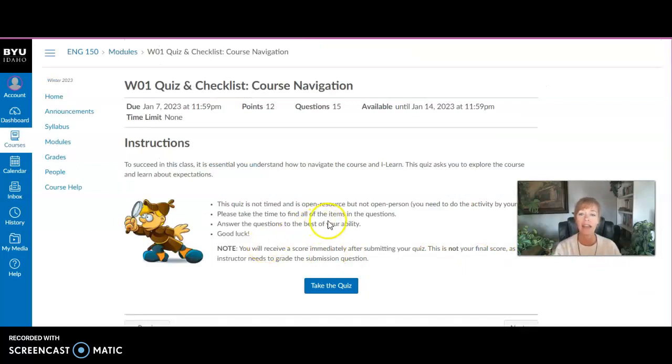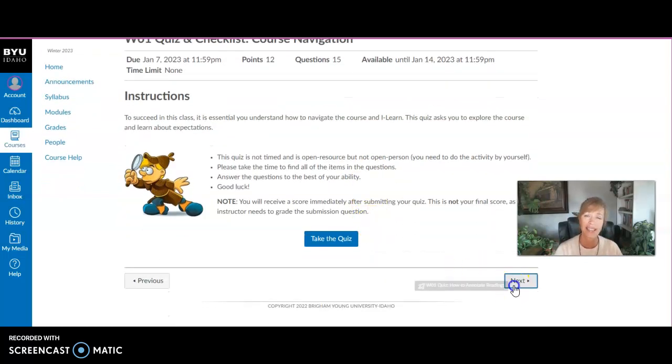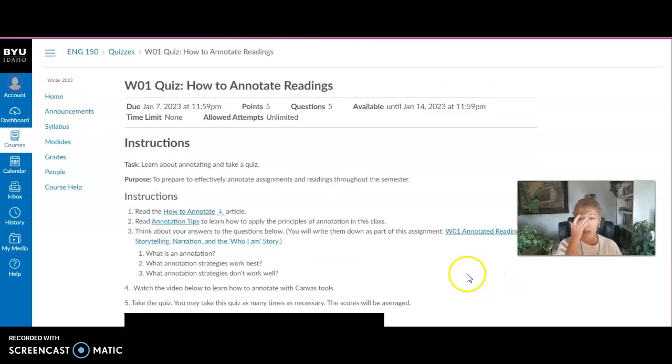And right here is another little quiz. You can take it as many times as possible, but it's about the syllabus. It kind of prompts you to check your different settings and post a picture of yourself in your account settings and all those kinds of things. And it's easy. It's just really important though.